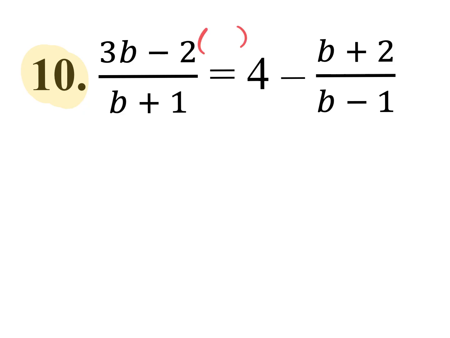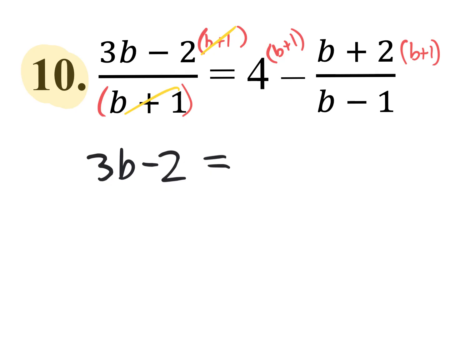So we're going to put times b plus 1, but you also have to multiply the b plus 1 times this 4 and then by this fraction. So you got to put the b plus 1 on the 4 also and on this fraction. Okay? This one's going to get fun. Now, yes, this first fraction right here, it's no longer a fraction because the b plus 1 on the bottom cancels with the b plus 1 on top. So there's no real multiplication. You just cancel it out. You get a nice, beautiful 3b minus 2 equals.